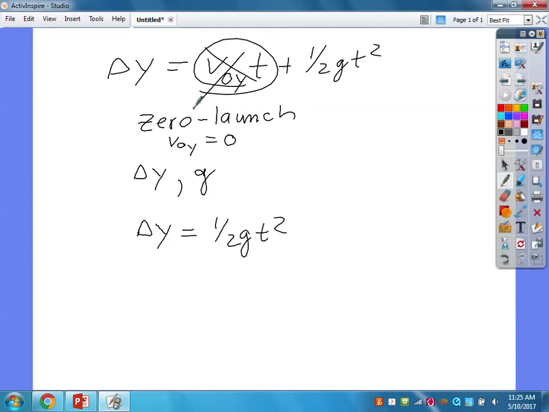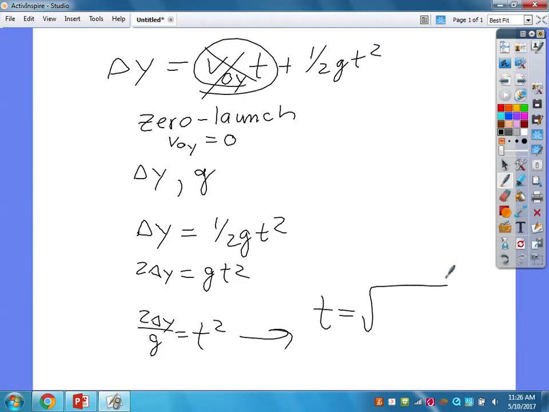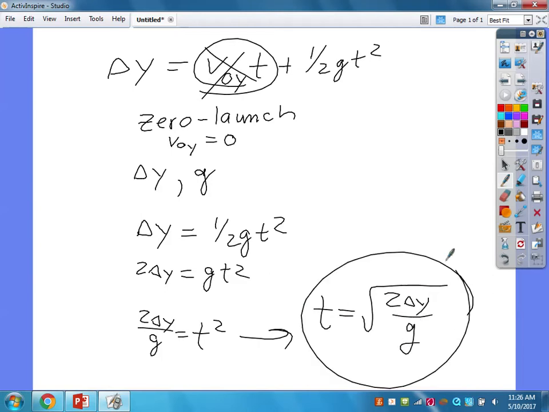And then we basically just rearrange to solve for t. So I multiply 2 over, so 2 delta y equals g t squared. Divide by g, 2 delta y over g equals t squared. And then if I want to get specific, t would equal the square root of 2 delta y over g. So technically that is the formula you're using when you solve for time. Obviously if you have the numbers, I would also just plug everything in and solve from there. But that would be what time is equal to for a 0-degree launch.